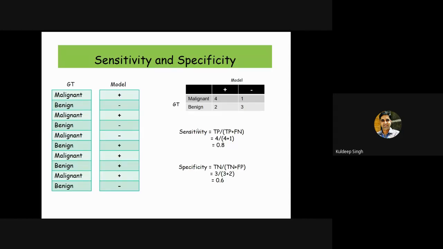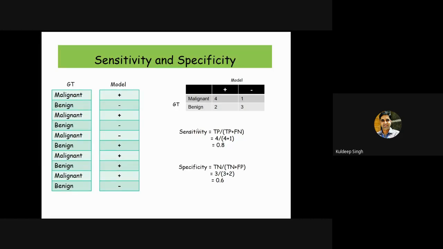And out of 5, 1 has been categorized as false negative. Similarly, in the case of negative or benign, 2 are false positives and 3 are true negatives. So sensitivity is basically the ratio of true positive, the first row of this confusion matrix. So true positive divided by true positive plus false negative. So that is 0.8. And then specificity, that is basically true negative divided by the second row of the confusion matrix, true negative plus false positive, that is 0.6.